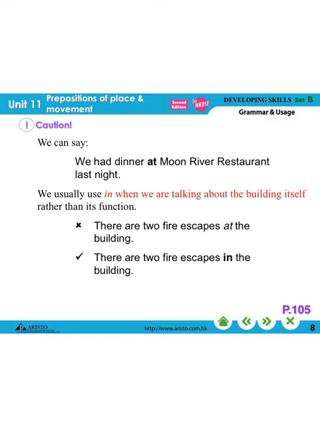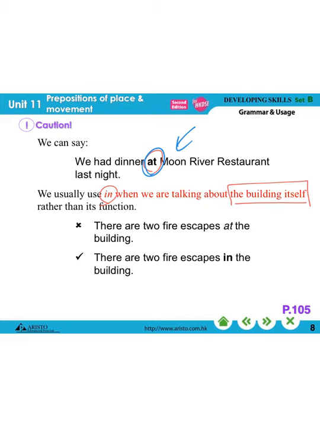Okay, so pay attention to the usages of at and in in these cases. We say we had dinner at Moon River restaurant last night, but if we are just talking about the building itself, we have to use in instead of at, rather than its function. So why do we use at here?